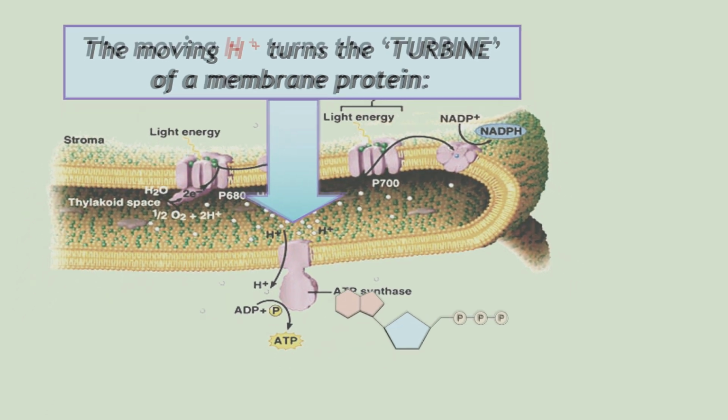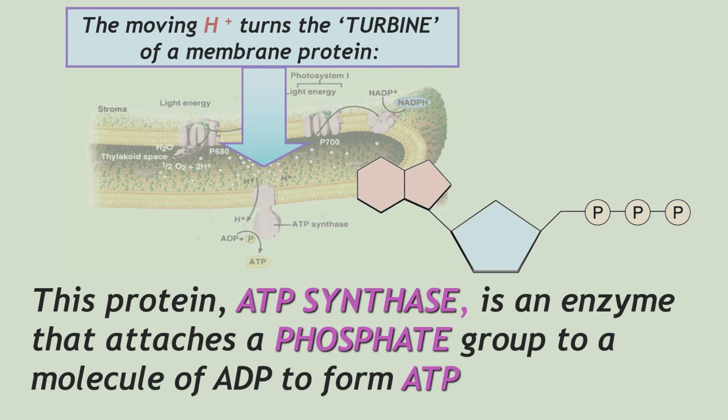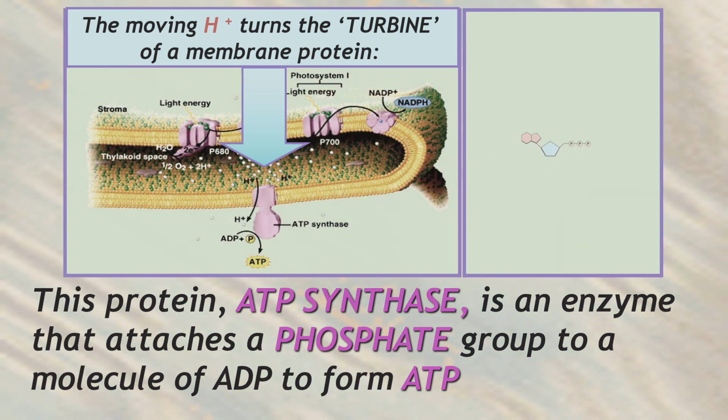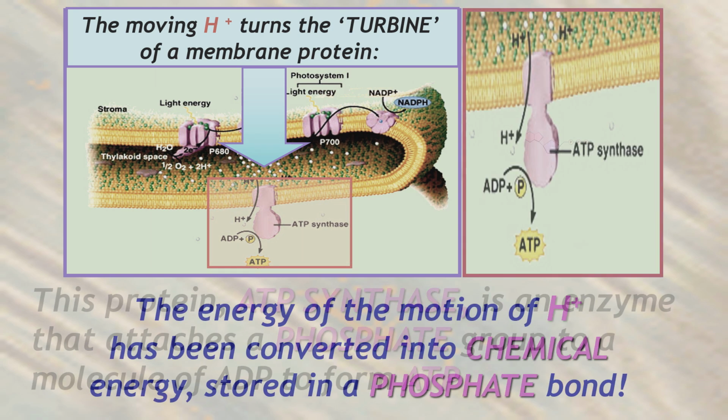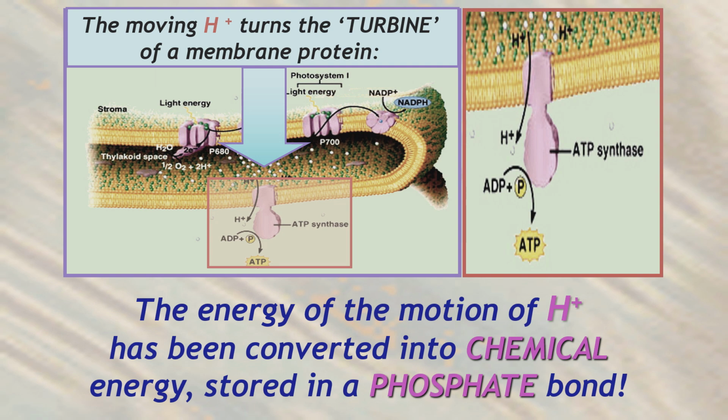This protein, called ATP synthase, is an enzyme that attaches a phosphate group to a molecule of ADP to form ATP. The energy of the motion of the protons, of H+, has been converted into chemical energy stored in a phosphate bond.